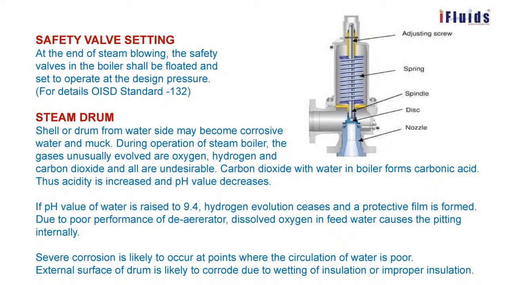If it is less than that, due to poor performance of the deaerator, dissolved oxygen in feed water causes pitting internally. If atmospheric oxygen is in the boiler feed water and has not been removed properly, then this oxygen can cause pitting corrosion. Severe corrosion is likely to occur at points where the circulation of water is poor. External surface of drum is likely to corrode due to wetting of insulation or improper insulation.